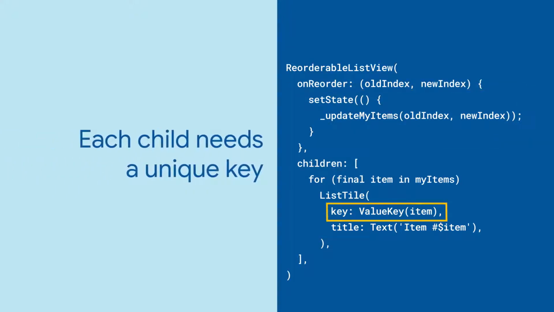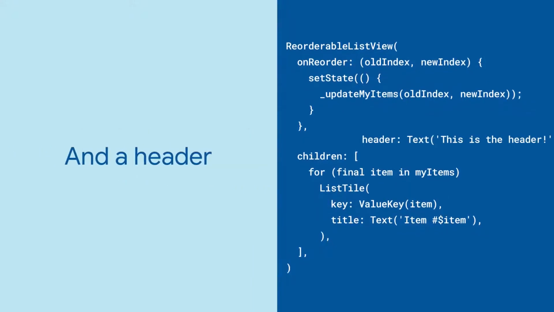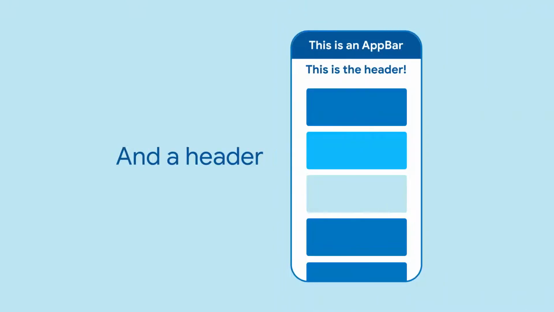Make sure each of your child widgets has a unique key so ReorderableListView can identify them. And use the optional header property if you've got a widget that should appear above the items.